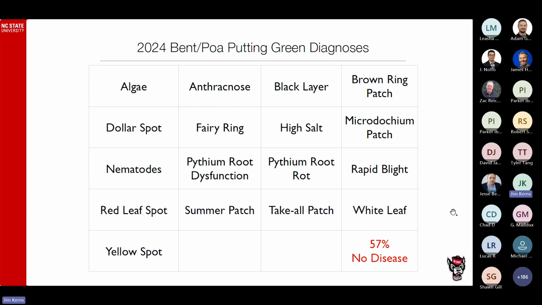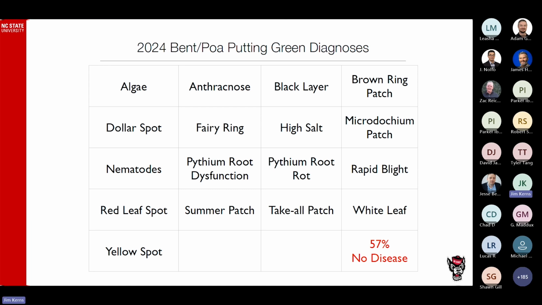So why do I hate people sending photos? This is what we diagnosed in 2024 on bent POA greens. A laundry list here. Okay, but I think you see a lot of commonalities, right? Below ground, nematodes, fairy ring, root dysfunction, root rot, take-all patch, summer patch, right? But then you even go to like black layer and algae, all are really soil or below issues, okay?